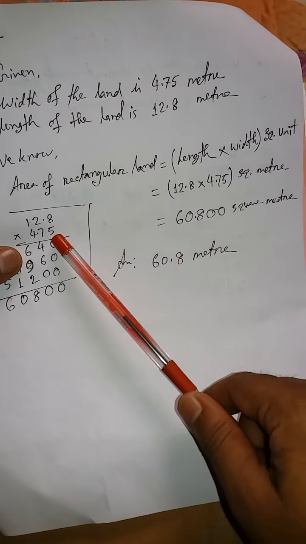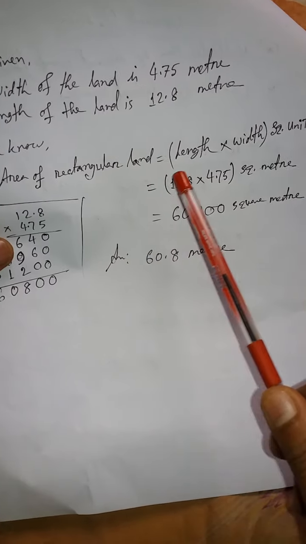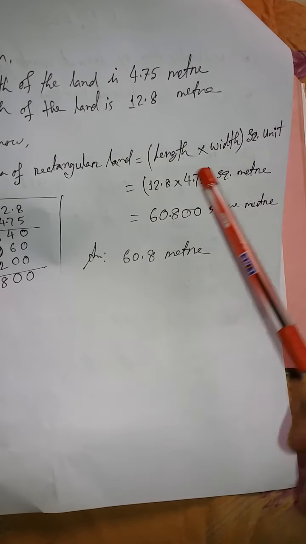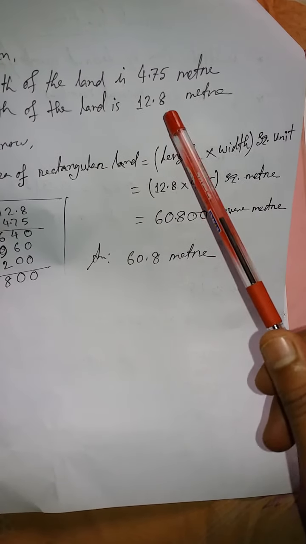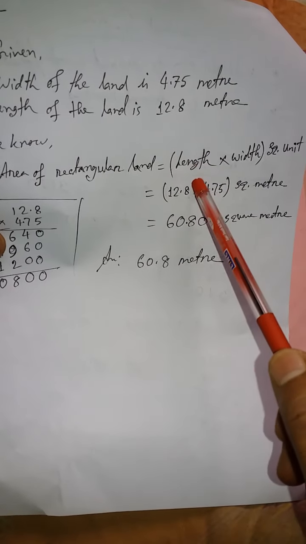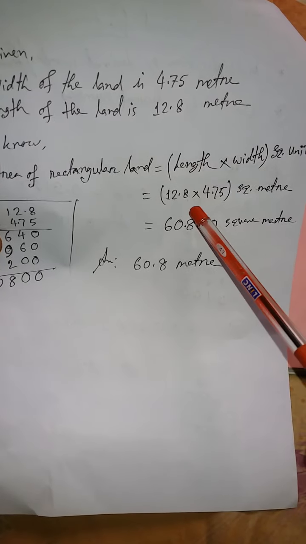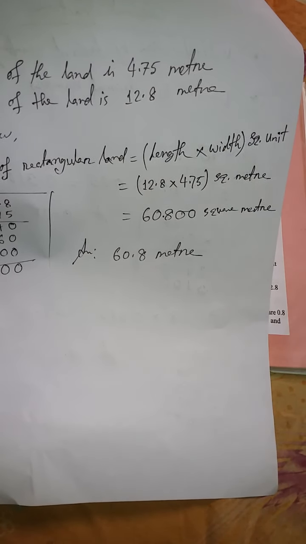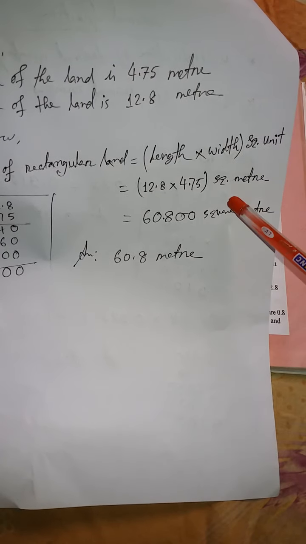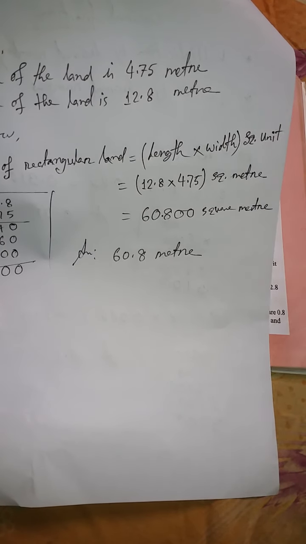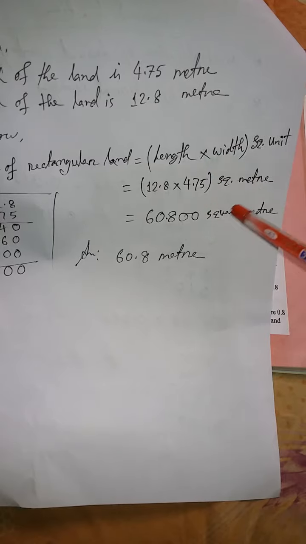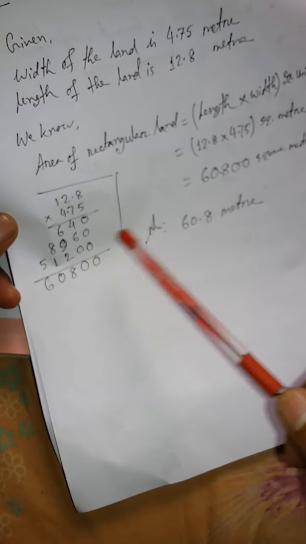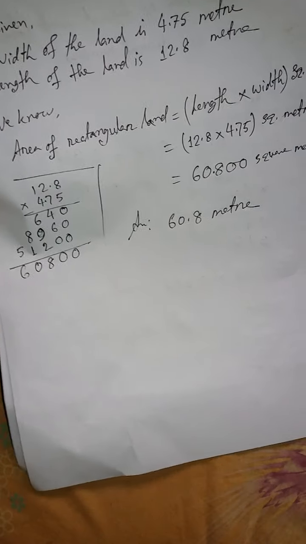Then we know area of rectangular land equals length into width in square units, equal to length, given 12.8, and width, given 4.75, in square meter. Unit means certain units. There will be centimeter, there will be millimeter. Just here meter is given, so I write square meter. So I multiply here as I have taught you.